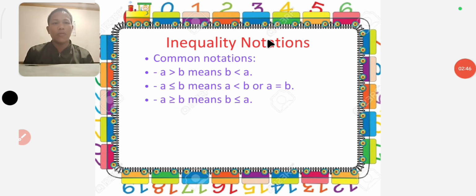These are the common inequality notations. A is more than B means B is less than A. The other one is A is less than or equal to B, which means either A is less than B or A is equal to B. That is very easy to understand. Moving on, A is more than or equal to B means B is less than or equal to A. That is the reciprocal of this one.